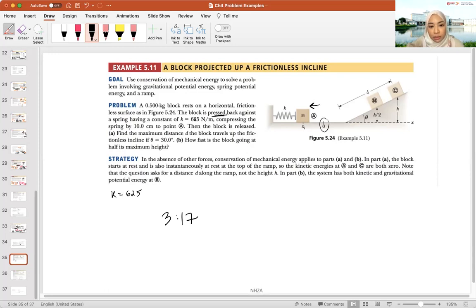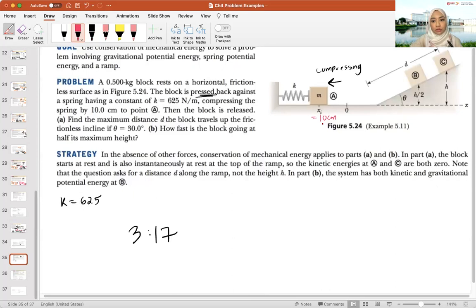And we are compressing here. How do we know it's compression? Because it says the block is pressed. Press means push, right? Pressed against a spring. We push the block against a spring, so we are compressing the spring by 10 centimeter to point A. So point A is this guy. Okay, let me label this nicely. So this is equal to 10 centimeter. Why is it so small?